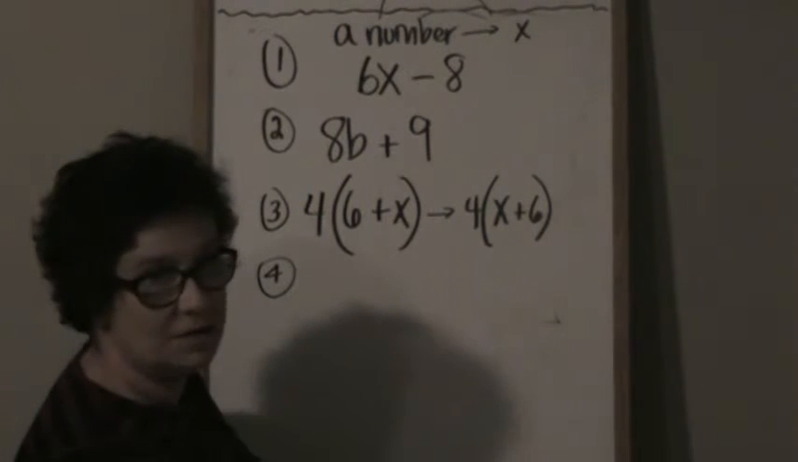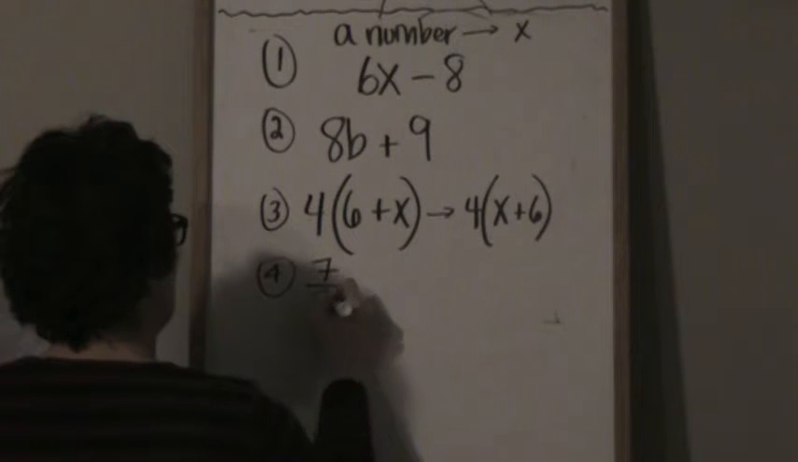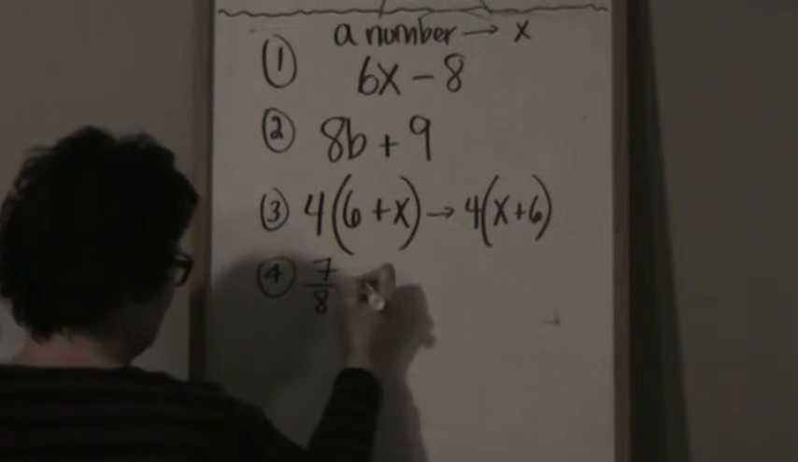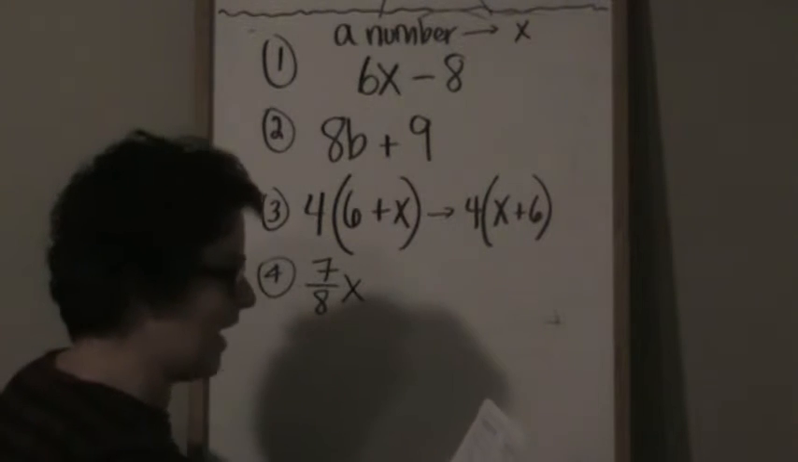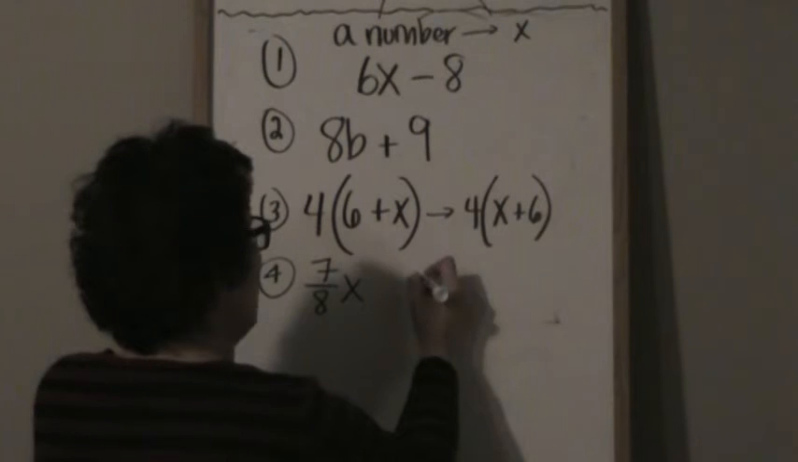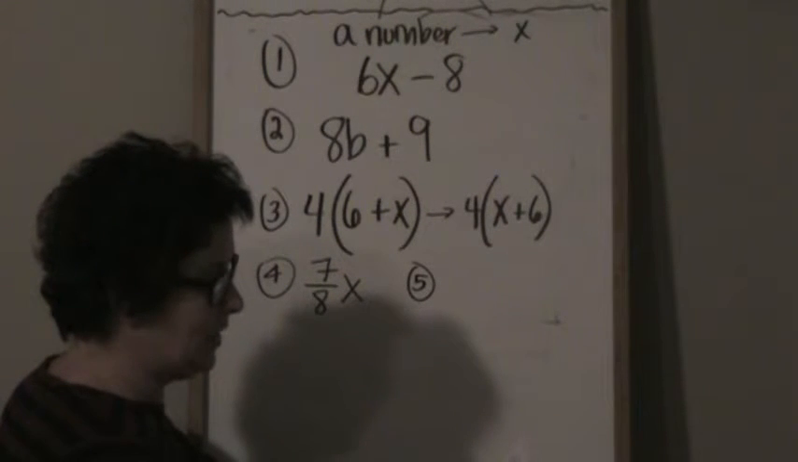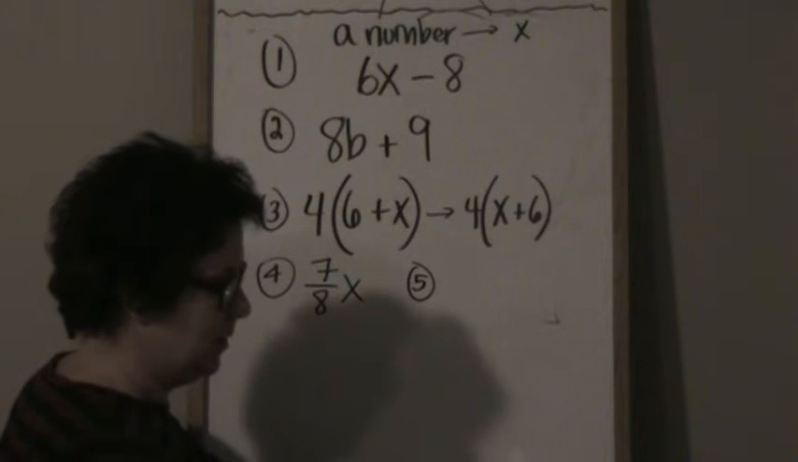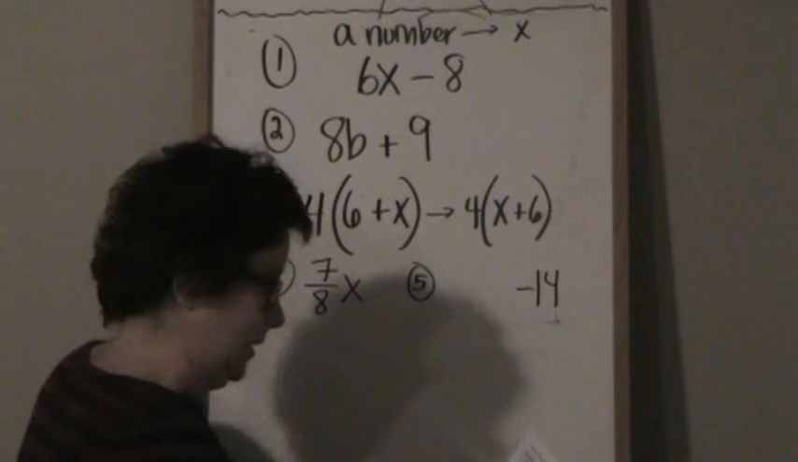7/8 of a number. 7/8 of means multiply a number. There's your variable. 7/8 x. Okay, and I'm going to squeeze number 5 right in here. And number 5 is 14 less than. Okay, so that's going to be minus 14.